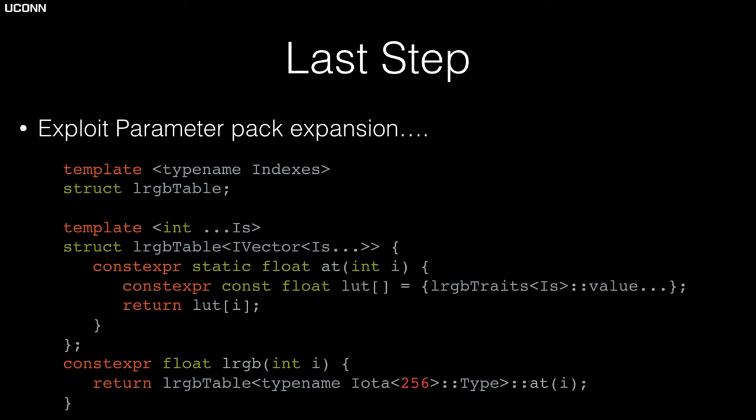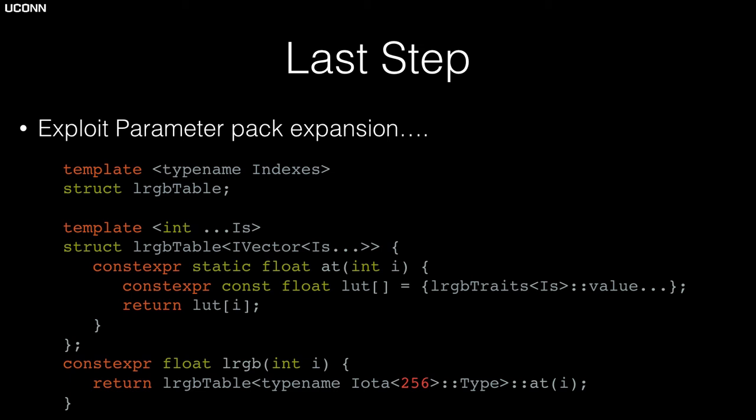Now that I have the lot, since I was writing a function, if you ask me for index I, I just say lot I. I'm returning the ith entry. Notice that because this is constexpr, it is going to do the parameter pack expansion at compile time. So this array will exist inside that function, which is itself constexpr. If it was fed a constant, it would be evaluated at compile time.